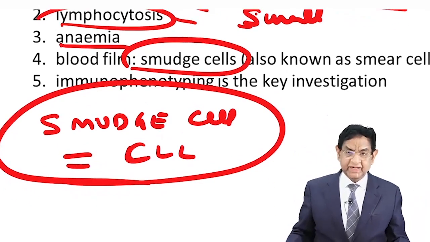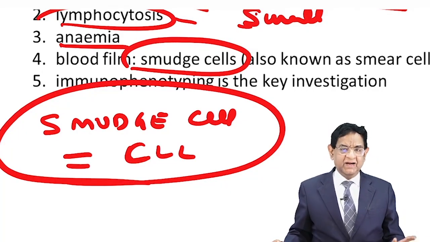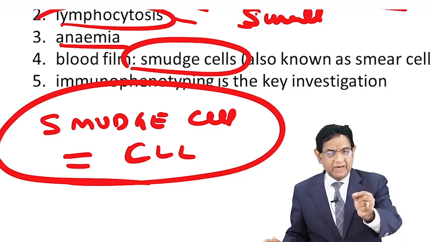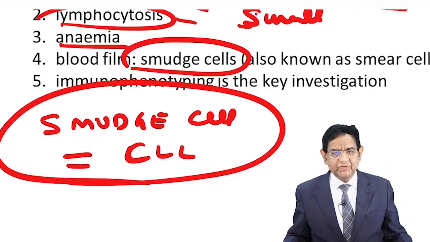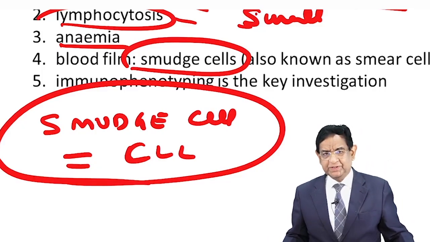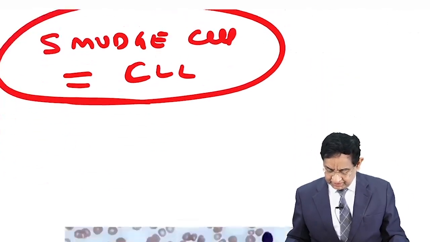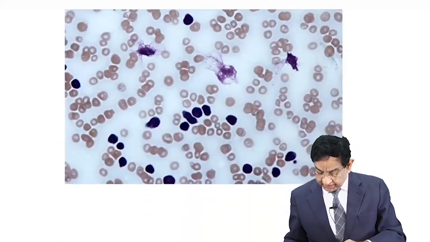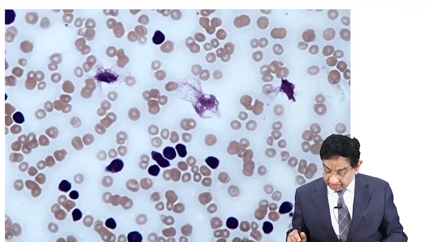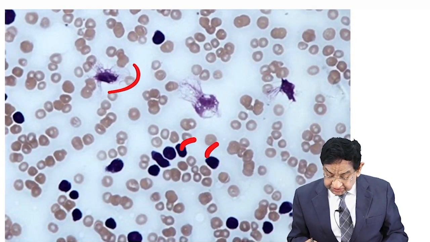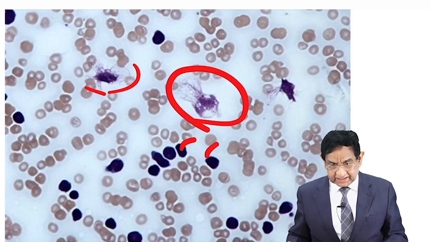I always say, if I say Eiffel Tower, Paris, Taj Mahal, Agra, they are symbolic. If you get smudge cell, it is CLL. For Eiffel Tower, there cannot be any other option. Okay, it is Paris only. So here also, right? So you are getting this look. These are all lymphocytes, and this is the smudge cell. Now you will definitely like to know what the smudge cell is.